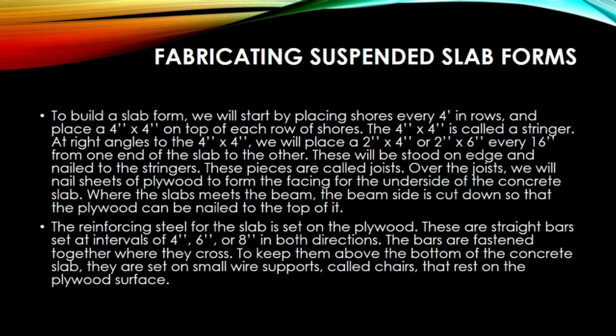Where the slab meets the beam, the beam side is cut down so that the plywood can be nailed to the top of it. The reinforcing steel for the slab is set on the plywood. These are straight bars set at intervals of 4 inches, 6 inches, or 8 inches in both directions. The bars are fastened together where they cross. To keep them above the bottom of the concrete slab, they are set on small wire supports called chairs that rest on the plywood surface.